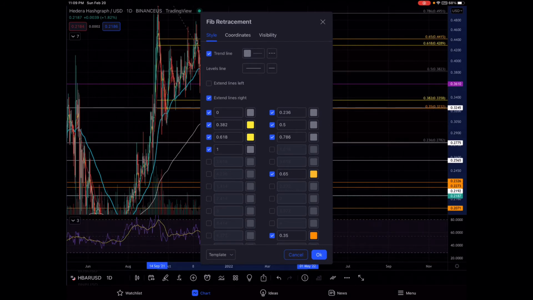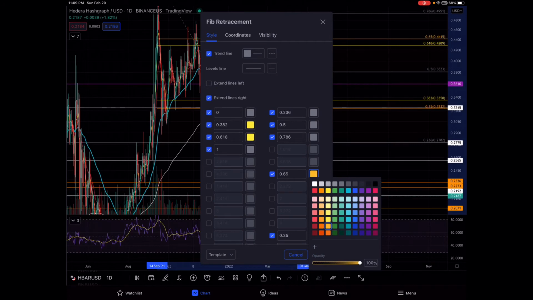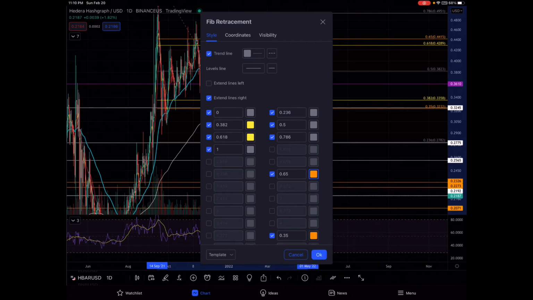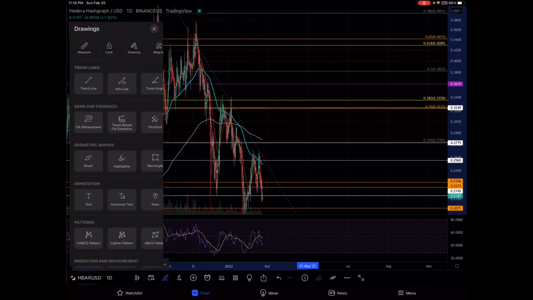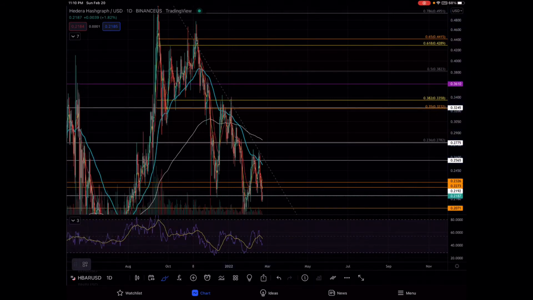What I did was I made the 0.382 and the 0.618 yellow, and then I added the 0.35 and the 0.65. Now the 0.618 and the 0.65 create what's known as the golden pocket. That is a strong fib. If you're coming from down to up, that's two-thirds of the way up. If you're coming from up to down, it's about one-third down. It's not exact, but it's kind of in that area. So that's your golden pocket.